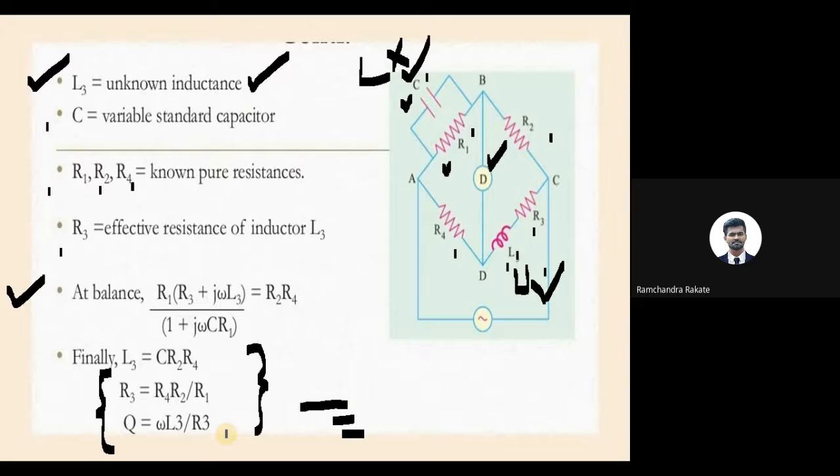The only point to be noted here is that we are replacing the variable inductance by a variable resistance. This is the point for the inductance capacitance bridge. And who explained this? It is explained by the Maxwell double bridge.